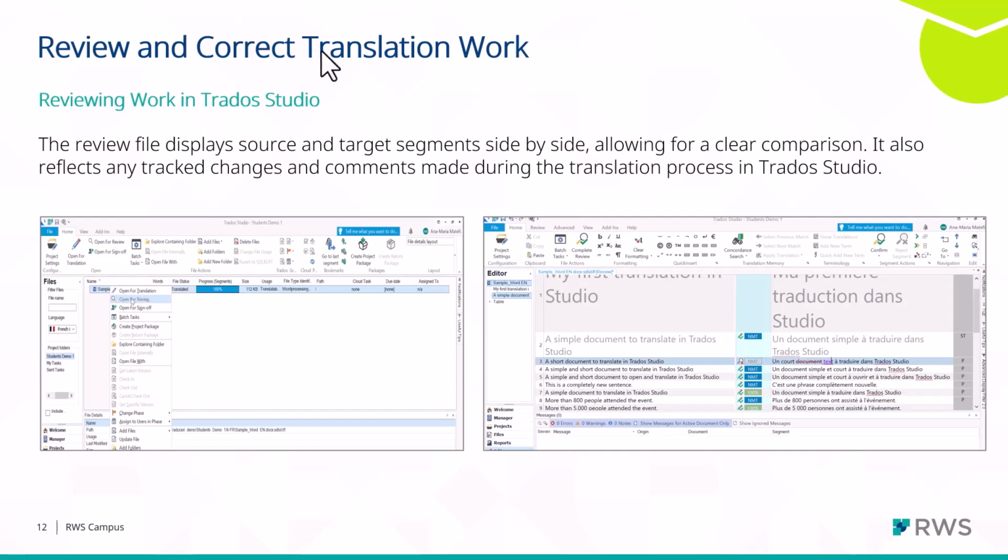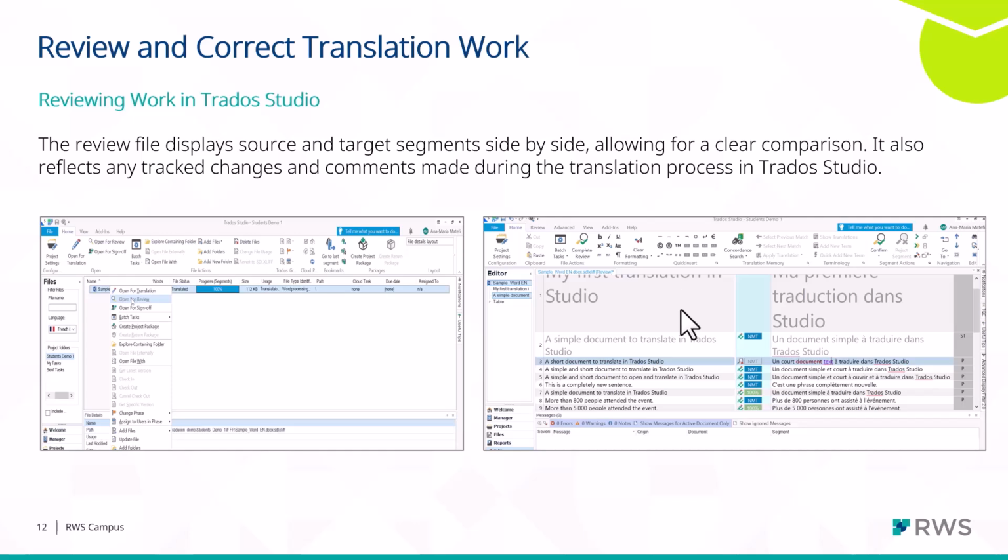Now we will pass to the other topic of the day and we will talk about review and correct the translation work. The review is the second task that we can do on Trados Cloud or on Trados Desktop. The process of opening a document for review is the same as the one for translation, but we will be on the file view here and we will right-click the project or the document and open for review.